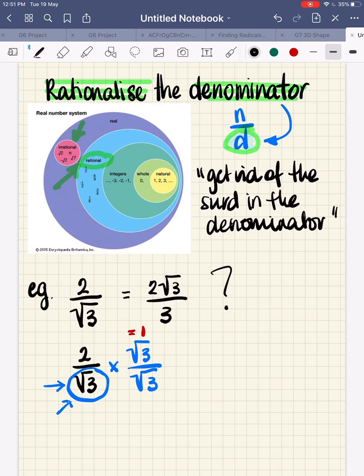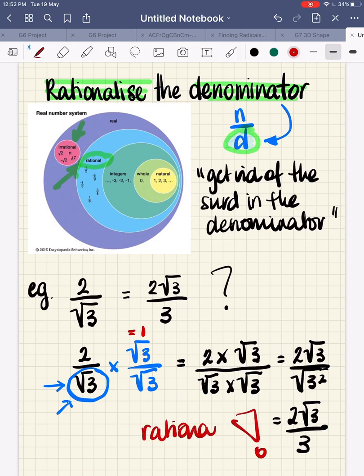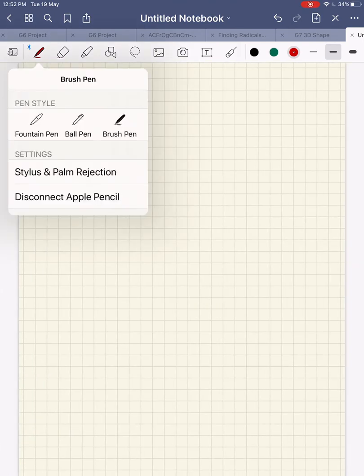Now that I've done that, what I have is 2 times the square root of 3 divided by square root of 3 multiplied by the square root of 3. 2 square root 3 divided by the square root of 3 squared, which is 2 root 3 divided by 3. Are you comfortable with that? This is now rationalised. I have a rational number as my denominator. I have rationalised my denominator. How can I make this a bit of a general rule for me to follow all of the time? Okay, let's try one more.